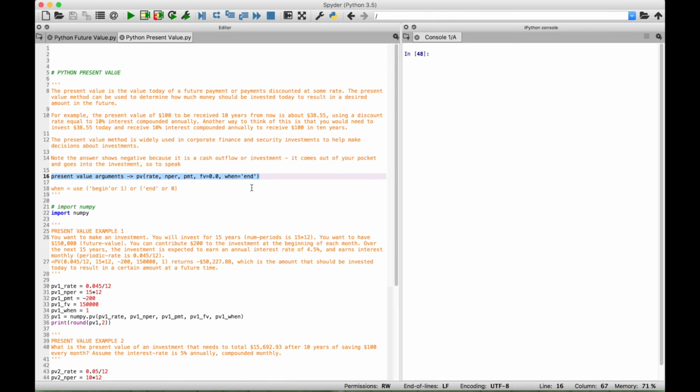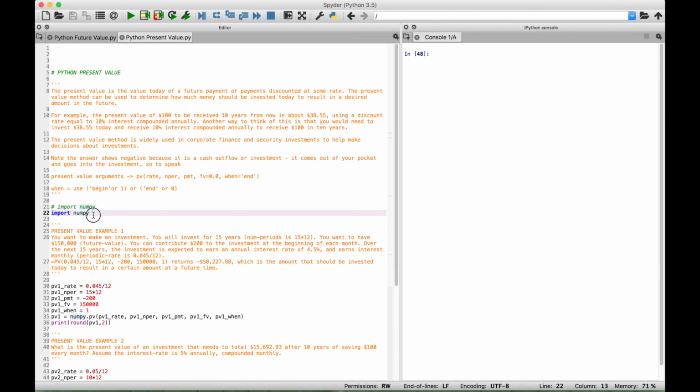And depending on what you're trying to figure out, not all of these arguments have to be put in. So for example, you don't have to put in a payment or a future value, but you have to put in at least one or both. And you don't have to put in the when argument, but if you don't put that in, I believe it will default to the end or zero. And we'll talk about that more in our specific examples. Okay, so let's go ahead and get started.